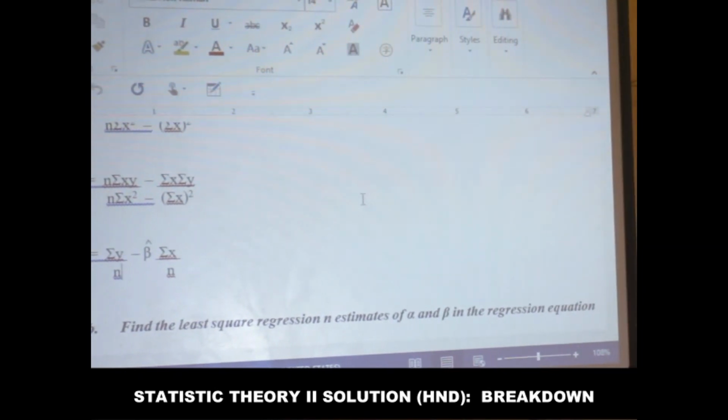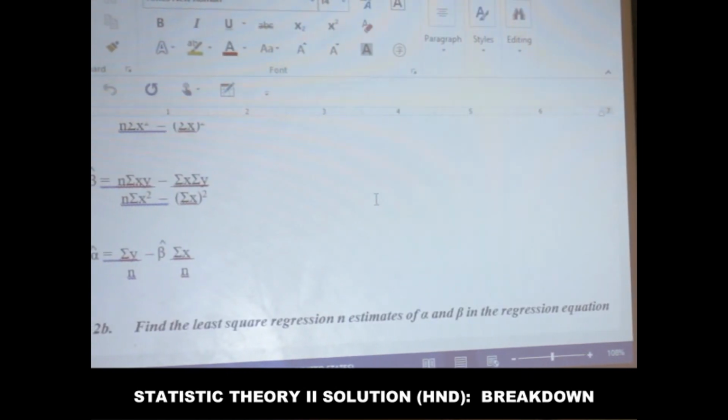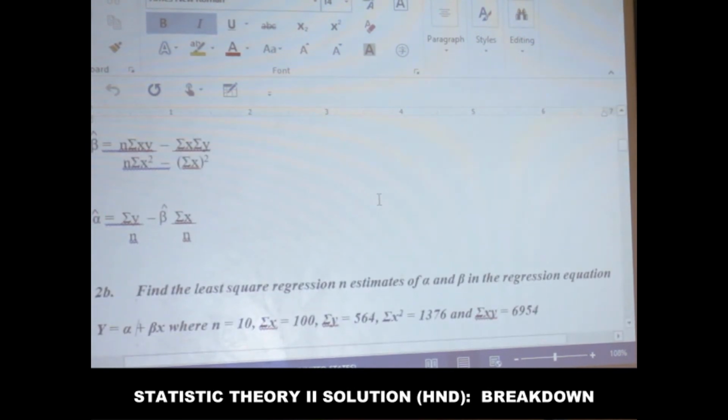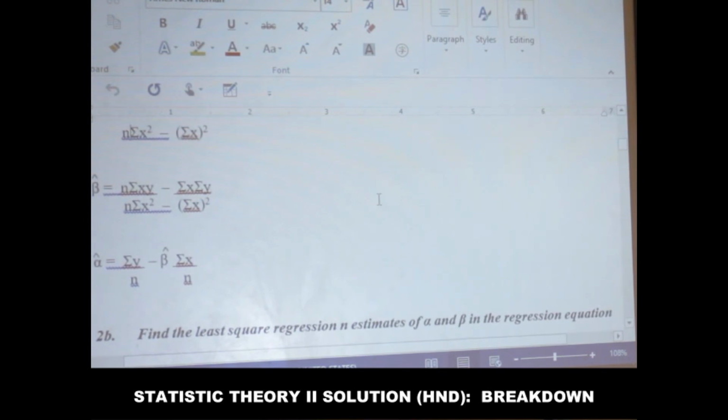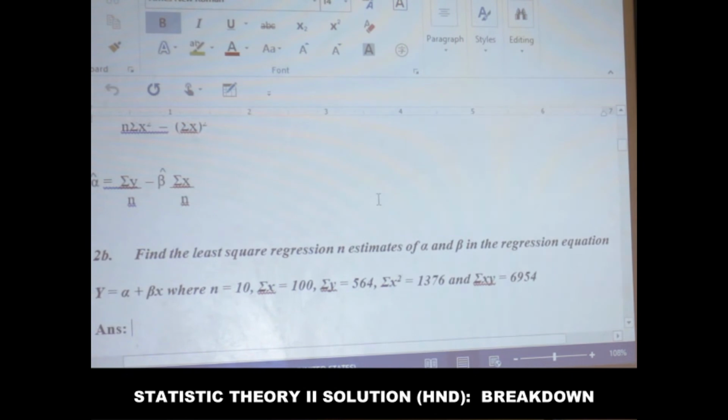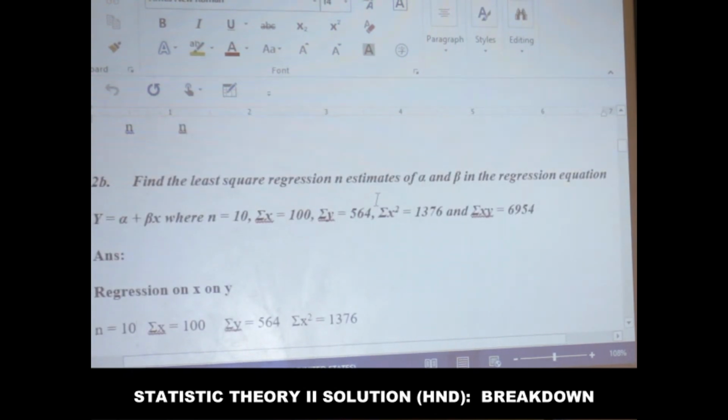Now, before you proceed to getting your alpha bar, you must first solve for the beta bar. In the least square method, you must take it step by step. If you bypass any step, then your answer will be wrong. So we have a question to show as an example. 2b says you should find the least square regression and estimate of alpha and beta in the regression equation.